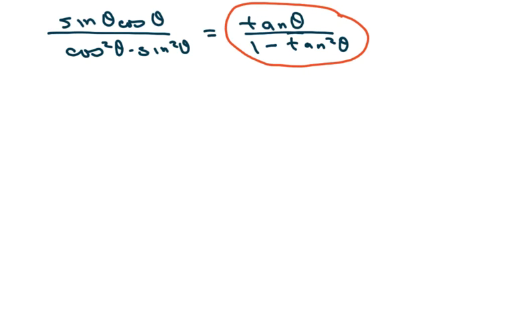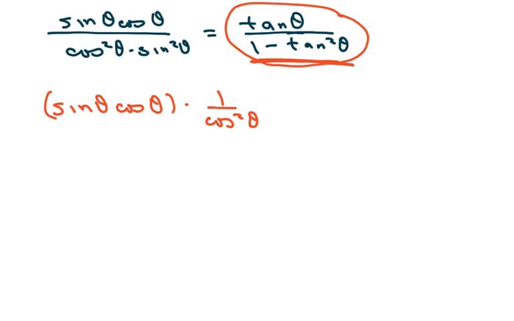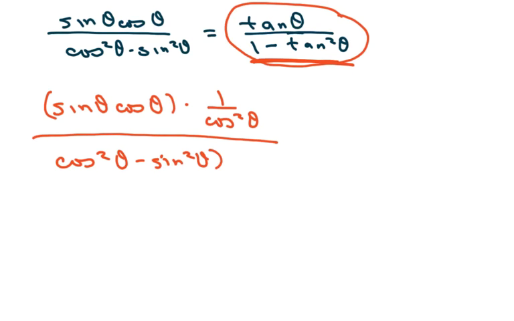I'm just going to take my sine of theta, cosine of theta, and multiply this by 1 over cosine squared of theta. Now we're getting into the harder ones where you really have to look at the end result here. And then I'm going to do also the same with the denominator. I have cosine squared of theta minus sine squared of theta. So I'm going to also multiply it by 1 over cosine squared of theta.